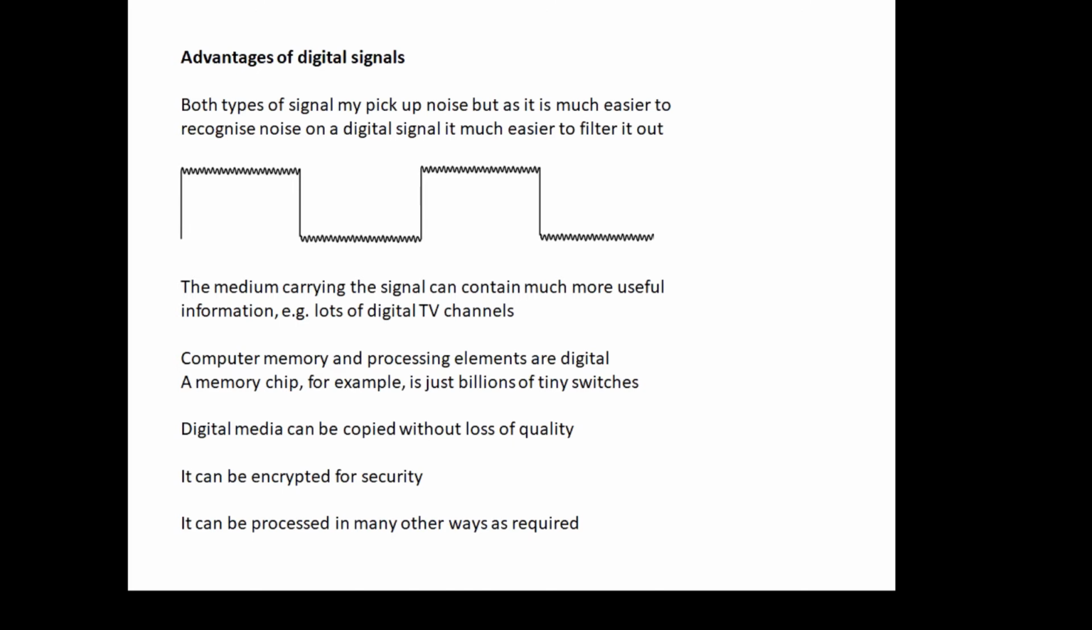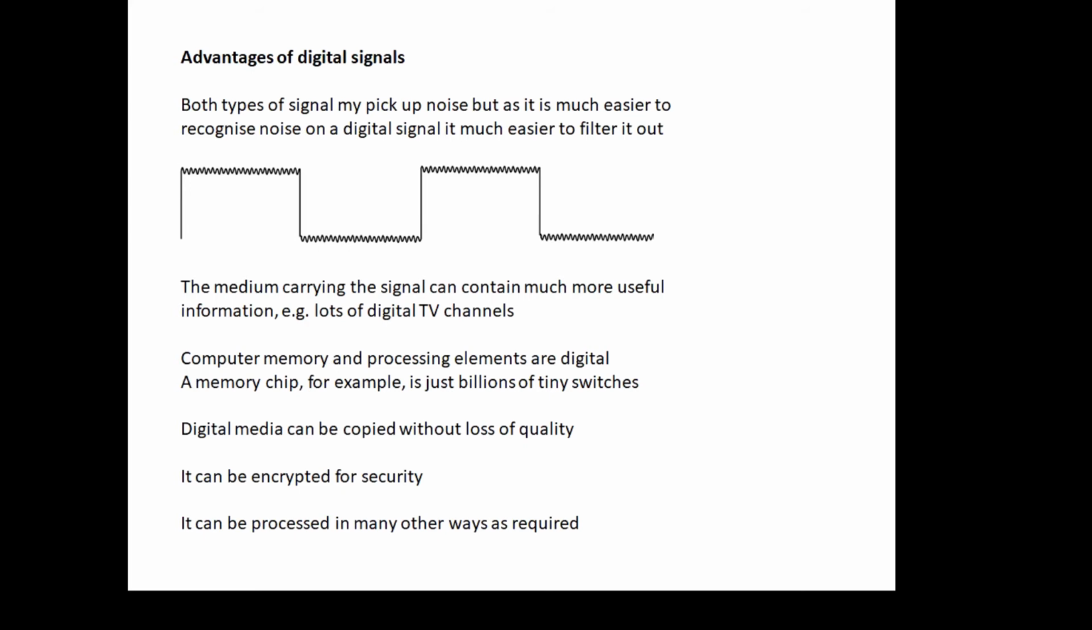The medium carrying the signal may contain much more useful information. A digital signal can carry much more information than an analog one. If you think about the old analog television, you could only have 6 or 7 channels at the most. With digital television, you can have hundreds of channels, thanks to a very clever thing called multiplexing.